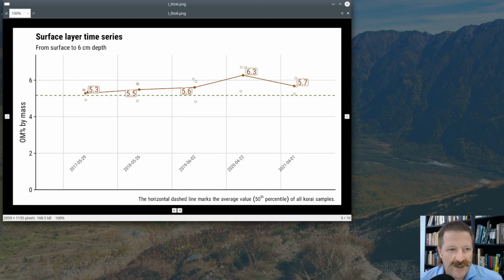So in, what is this? 2017 to 2021, it's 4 years, 4 growing seasons. The total organic matter in the top 6 centimeters of the root zone has gone up by 0.4%.